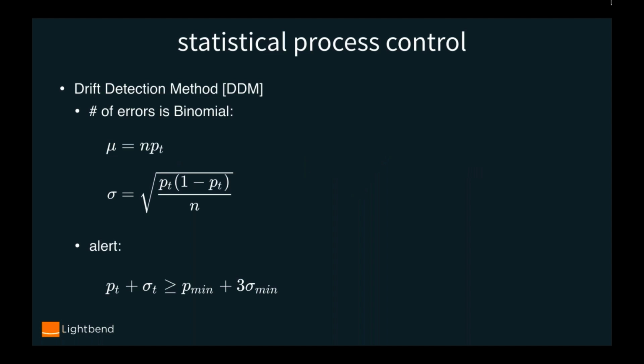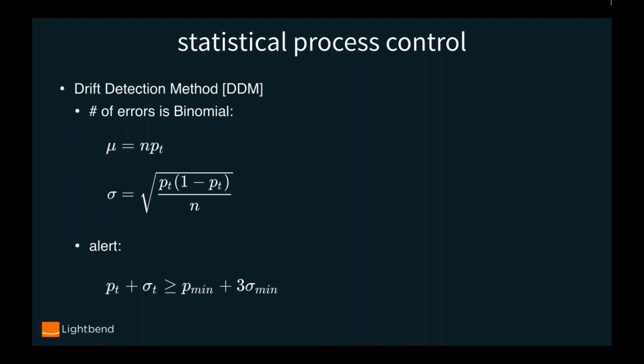And DDM, drift detection method, was one of the earliest ones leveraging this. It models the number of errors as a binomial random variable. As you know, binomial random variables are used for modeling proportions. So the key variable here is P_t, which is the error rate at time t. So the average number of errors would be mu within a window. Sigma is the standard deviation of P_t, the error rate.